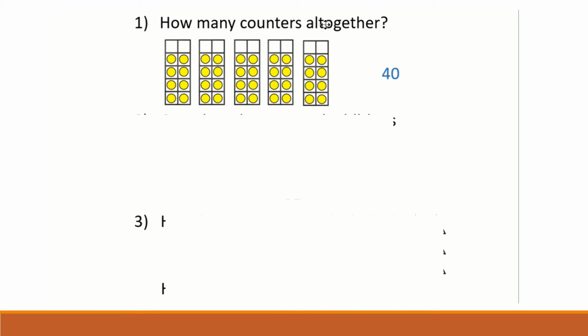How many counters are there altogether? We have 1, 2, 3, 4, 5 groups or 5 sets, and there are 1, 2, 3, 4, 5, 6, 7, 8 in each one. So there are 5 groups of 8, and we have the answer of 40 altogether. Well done if you got that correct.